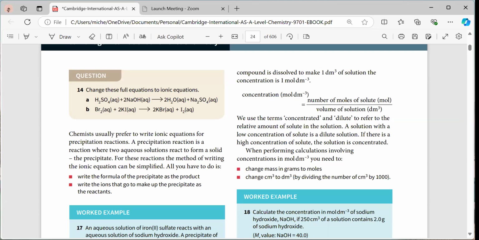So the compound dissolves to make a cubic decimeter of solution, a small decimeter cube right here. Okay, so this is the concentration. The formula would be the number of moles of solute divided by the volume of solution, which equals the concentration.